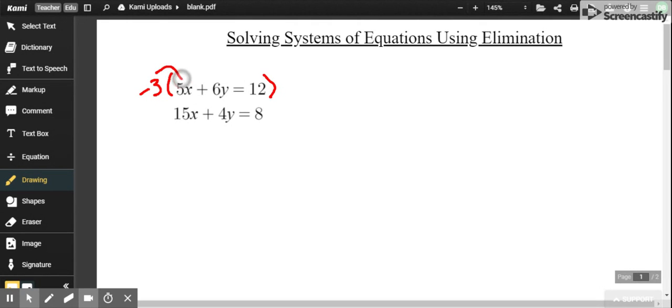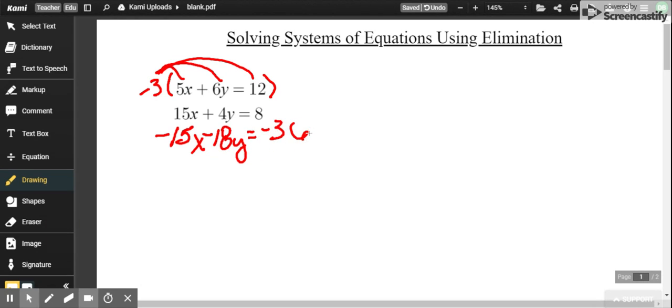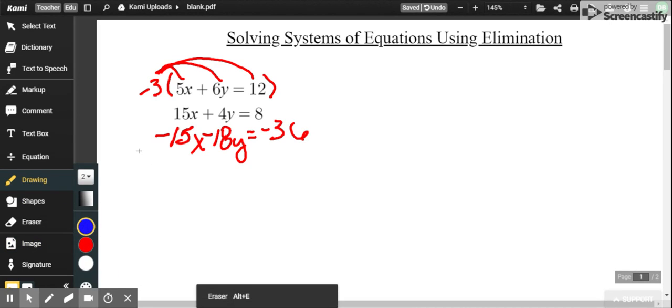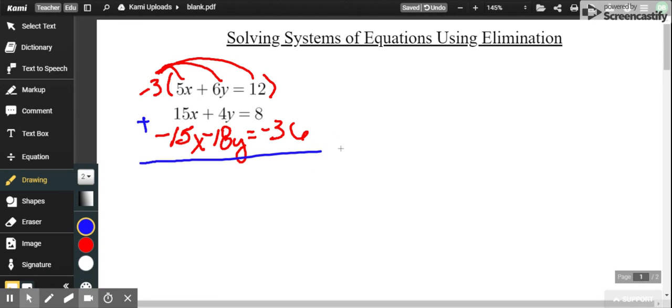All right, so then I'm going to multiply each one of these. Negative 3 times 5 is a negative 15x. Negative 3 times 6 is a negative 18y. And a negative 3 times 12 is a negative 36. Now just by looking at this, I know that my x's will cancel, so I can make this my addition problem that we've talked about before. And my x's will cancel out right away.